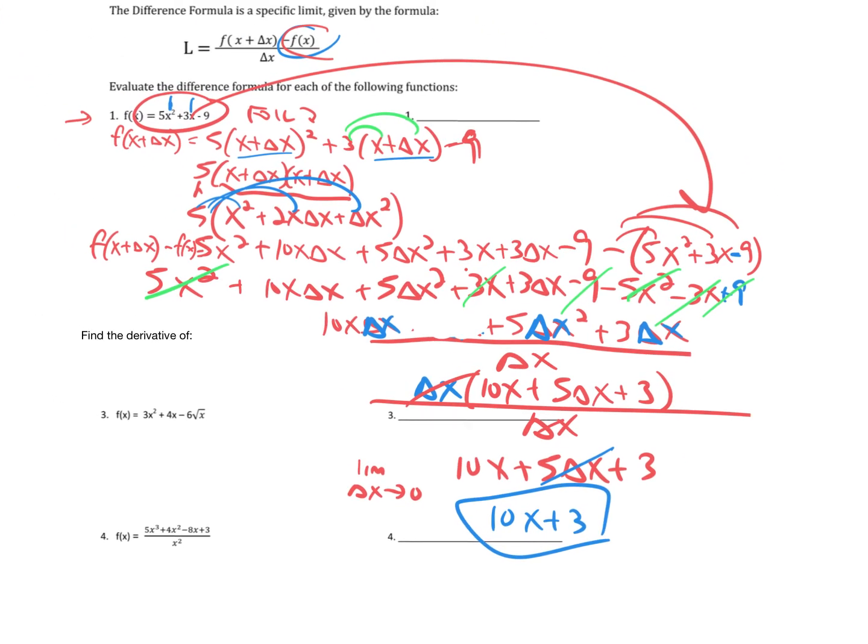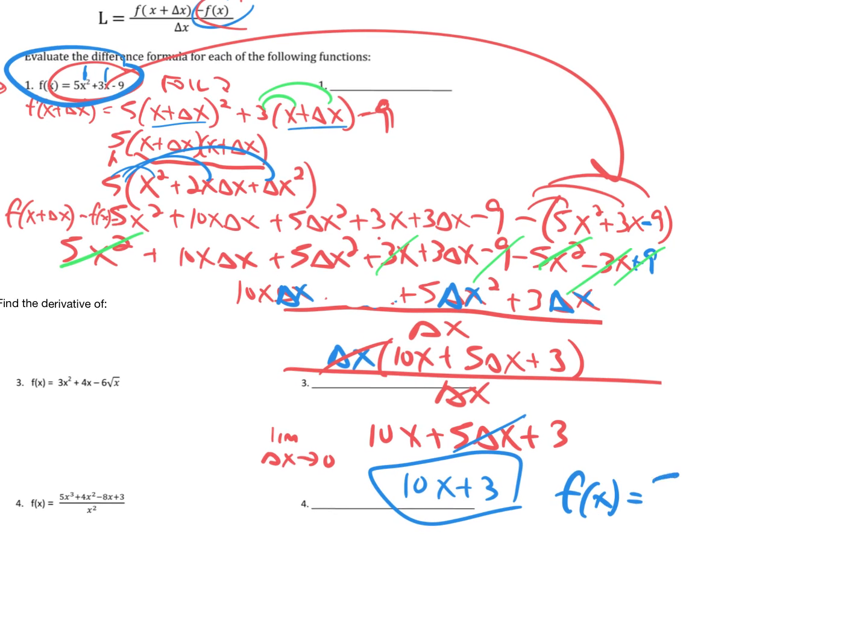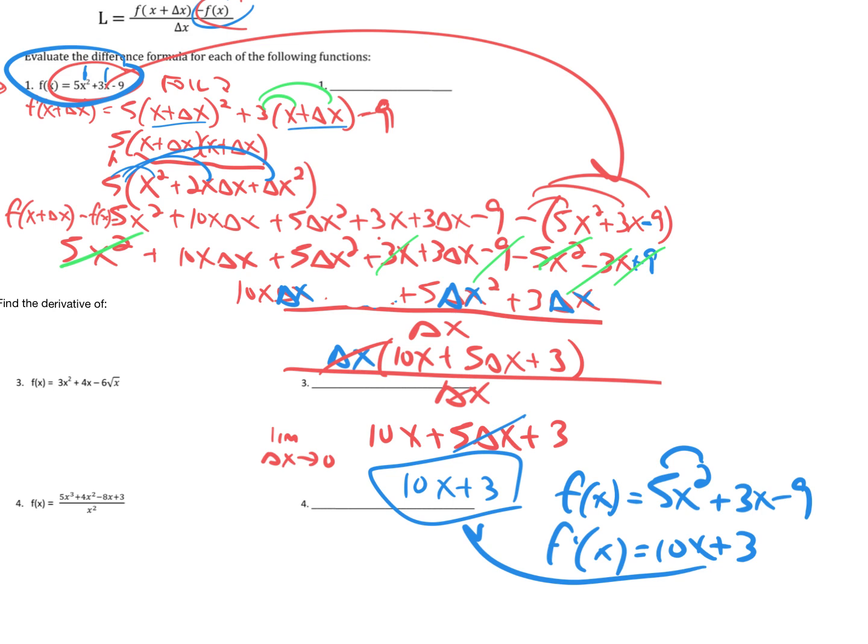And just recall, this limit rule is just basically finding the derivative of that function. If I go back to the original function and I find f prime, if I find its derivative, it's going to be 10x plus 3, which basically matches my algebra.